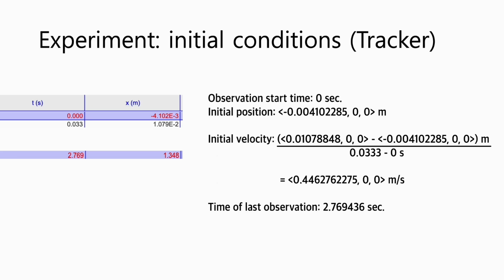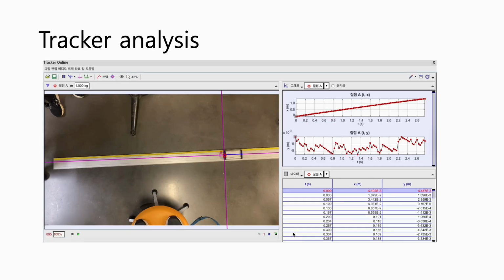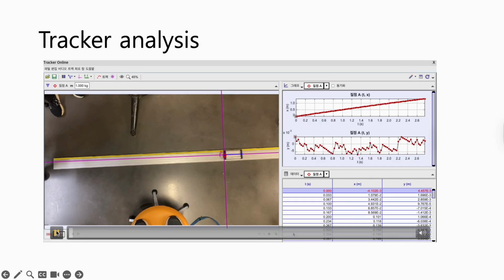As we can see, the observation started at 0 seconds and the initial position was negative 0.0041102285 on the x-axis. Then we can calculate the initial velocity by dividing the difference in position between the first two observations by the difference in time between the first two observations. The observation went on for approximately 2.7 seconds with approximately 85 observations. This is the video of my Tracker analysis.